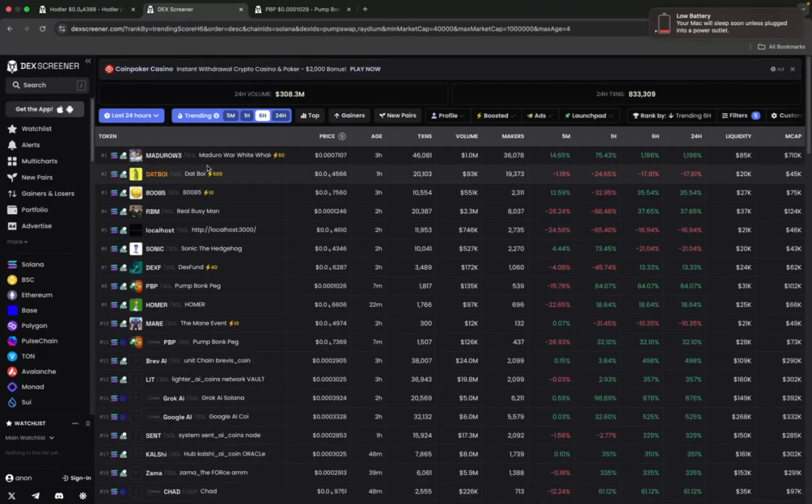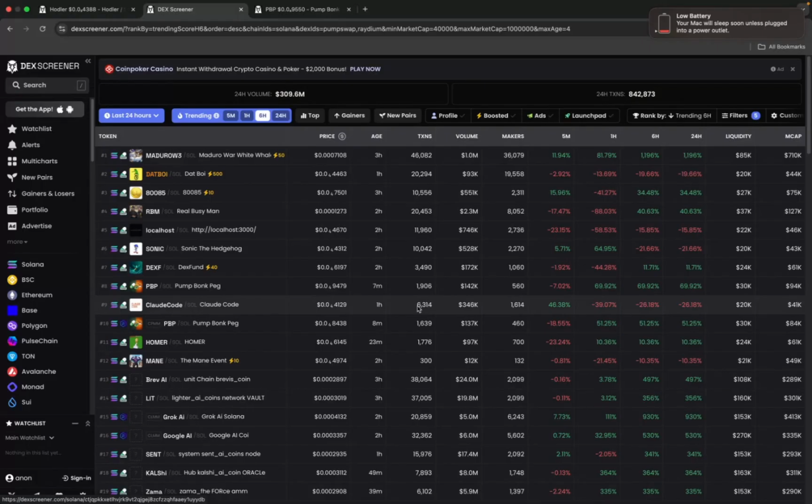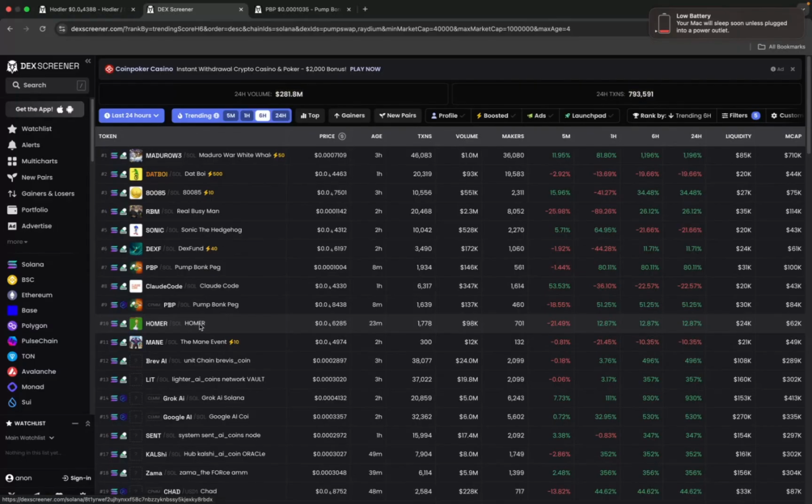All right. So from here, you will see a lot of coins. So you have to start taking one by one. Okay, so from here, look at this coin. Pump Bong Peg, right? I think it was created 7 minutes ago. Okay, what is the volume? Because the volume is important. There are actually two here, but I don't know the one that is real. Okay, this one is Raydium.